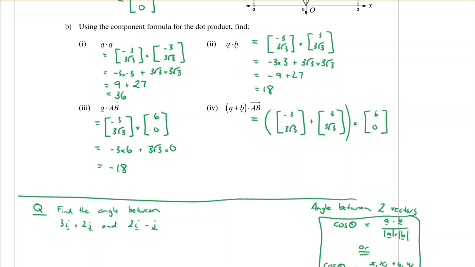Now when we're adding, we add the top numbers together, which is -3 plus 3 is 0, and we add the bottom numbers together. 3 root 3 plus 3 root 3 is 6 root 3. Very good. Okay, we've done the round brackets. Now we're going to do the multiply by the 6, 0. When we multiply the 0 times the 6, that's going to be 0. And then we add the 6 root 3 times the 0, which is also 0. And so all that messy stuff just equals 0.